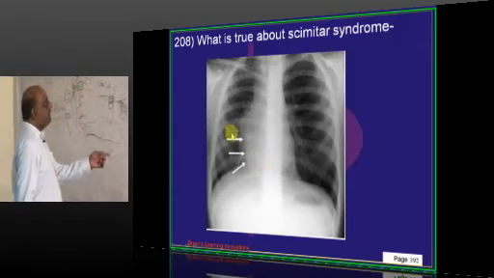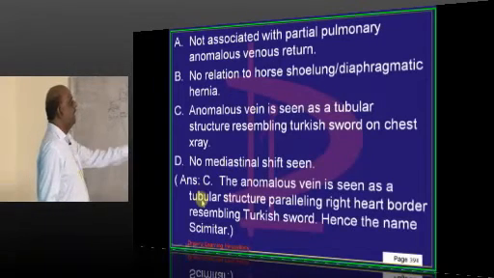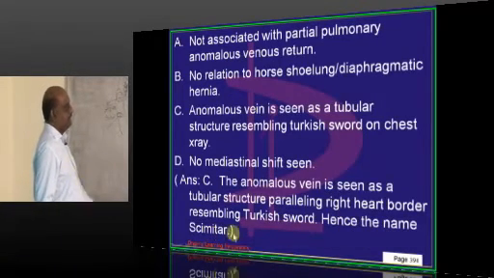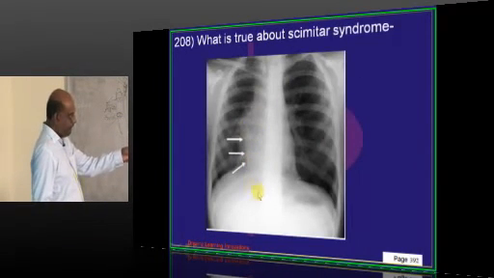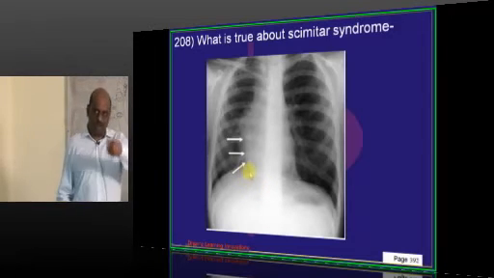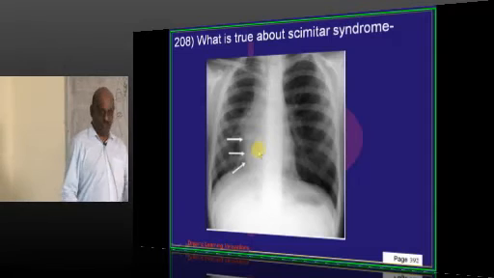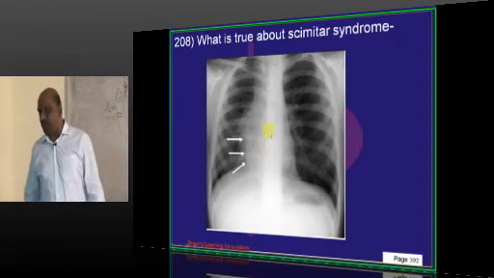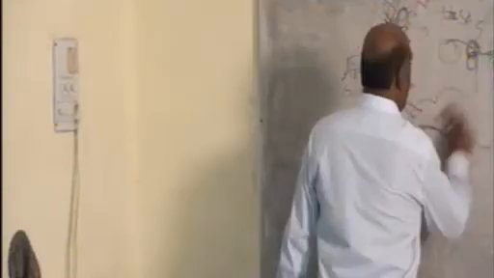So this is called scimitar syndrome. Whenever there is any anomalous vein along the right heart border, it looks like a Turkish sword, which is called the scimitar sign. You should first see the scimitar, the Turkish sword, and how it looks. But what is an anomalous pulmonary vein? Let us talk about it for you to understand the story.